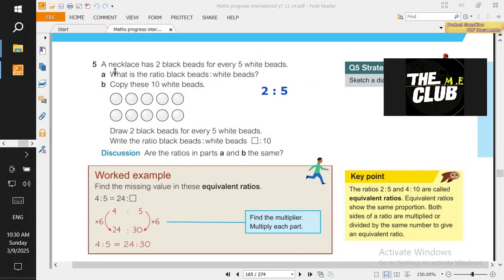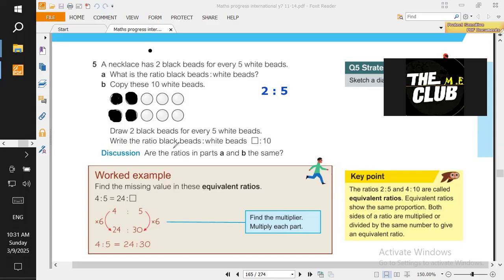And then copy these 10 white beads. Draw 2 black beads for every 5 white beads. So each 5 will have 2 black. So that's a black one, for example, and that's a black one for the upper 5. And then here, same idea, that's a black one, and that's a black one. So each 5 white ones has 2 black ones, okay?